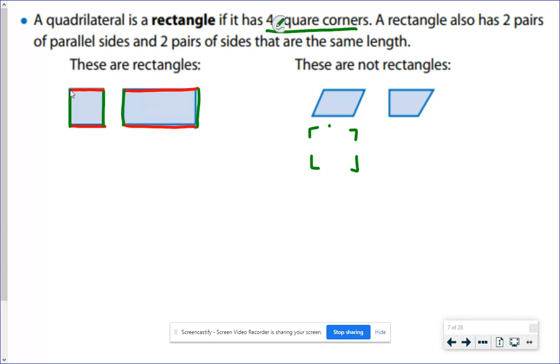This one is not a rectangle because this side and this side are not parallel. If we were to extend these line segments, they would eventually intersect. So that would keep those from being parallel.